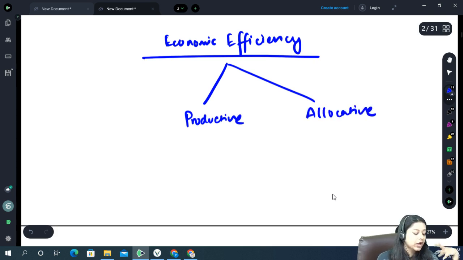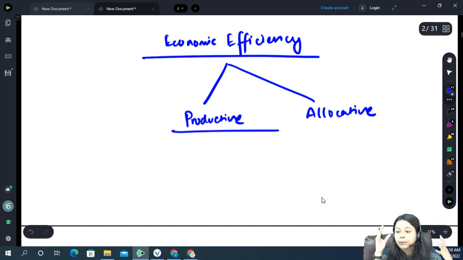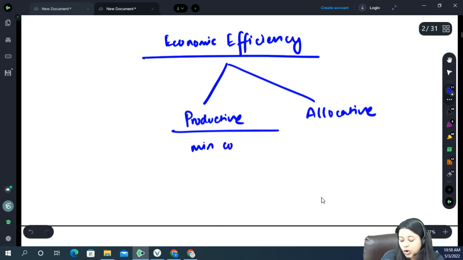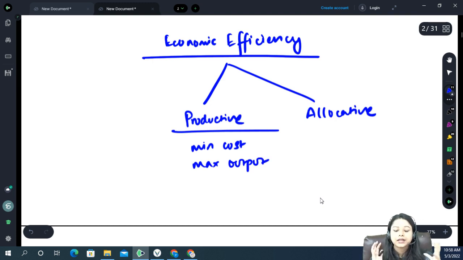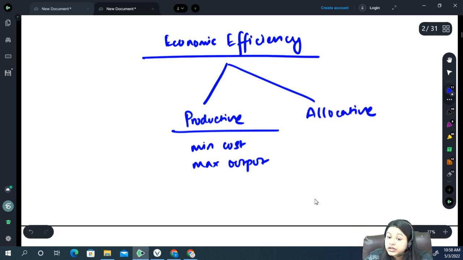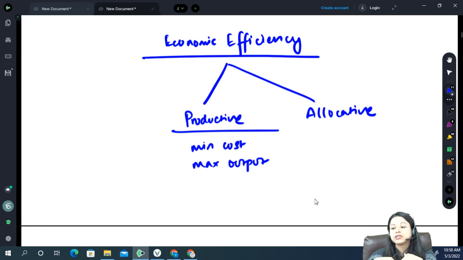So what is productive efficiency? Productive efficiency is when the producer is producing at the minimum cost and tries to get maximum output or profit, right? That is productive efficiency. When a firm is trying to produce at the minimum cost, given resources, and trying to get maximum output from those limited given resources, right?